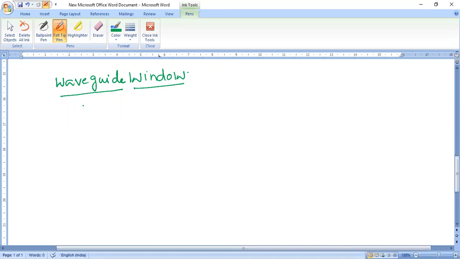There are basically three types of windows. What are the three types of windows? I'll show. One is the inductive window. Second one is the capacitive window.